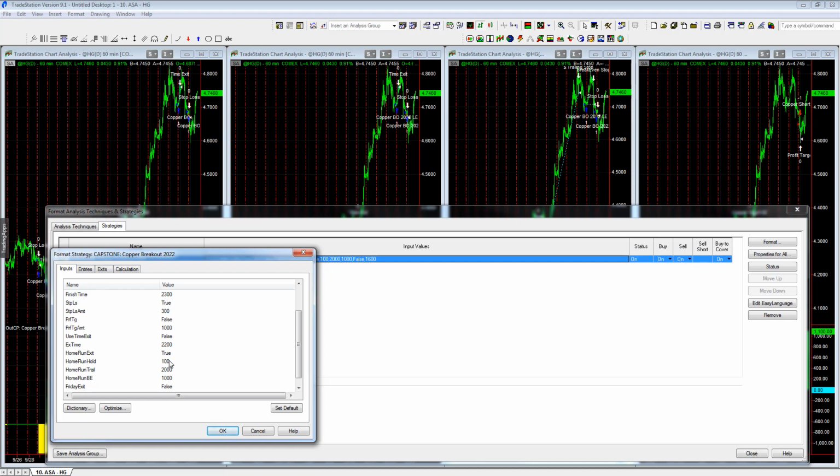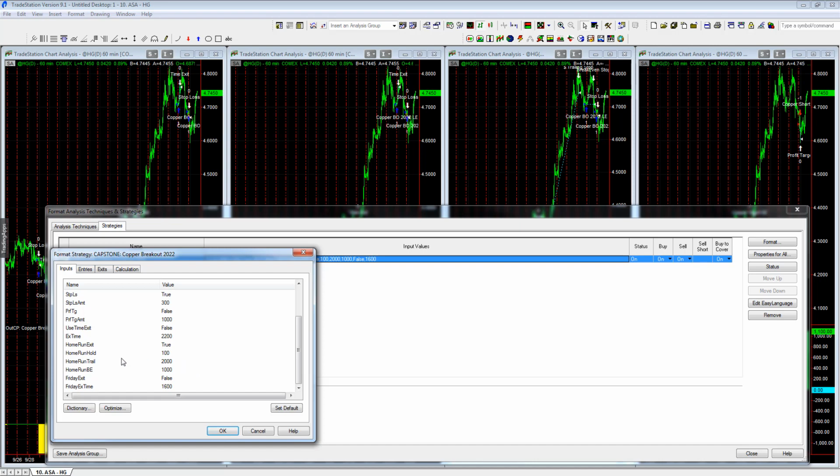And then home run hold, this means that it will exit the trade at 2200 if the profit is less than $100. So if it's negative or less than 100, it's going to go ahead and exit at the exit time here. If not, if the profit is greater than 100 at 10 o'clock p.m. Eastern Standard Time or 2200, then it's going to use a trailing stop loss of 2000, a break even of 1000. I haven't optimized those, I just use those.